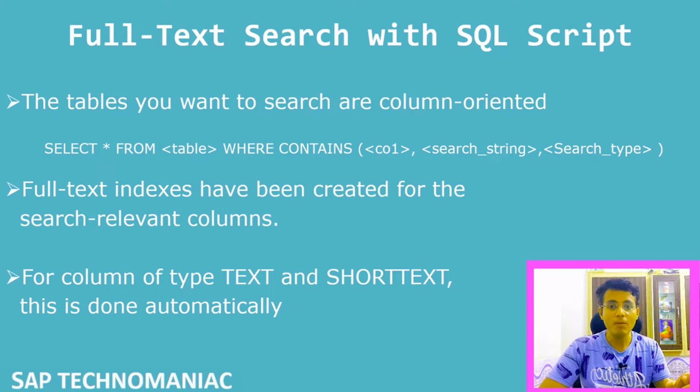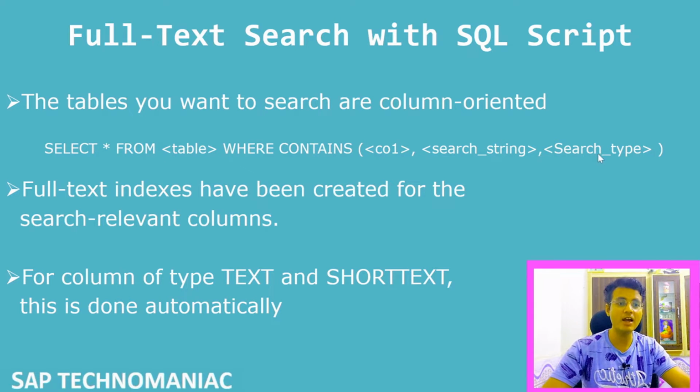Let's now talk about the SQL script language, which we usually write in AMDP, along with the fuzzy search. How to write one select statement using a fuzzy search? This is the syntax. We select from a particular table based on a where condition. We have to use the contains function. Inside it, you specify on which column you want to apply the fuzzy search, exact search, or linguistic search.